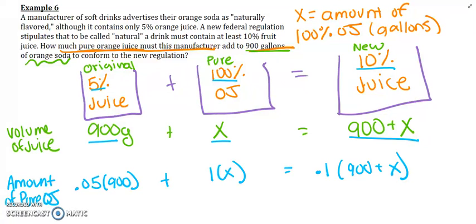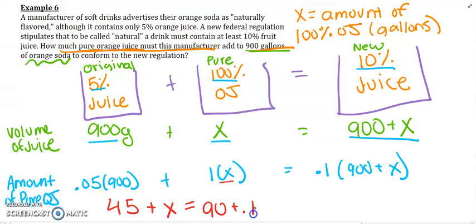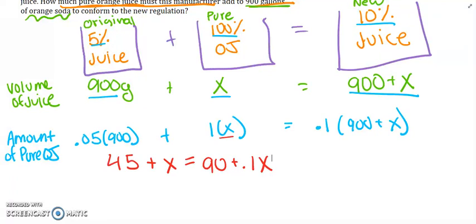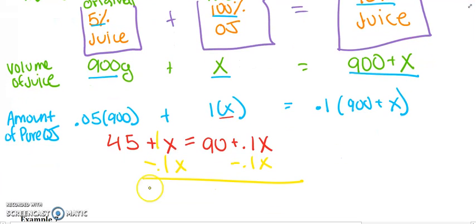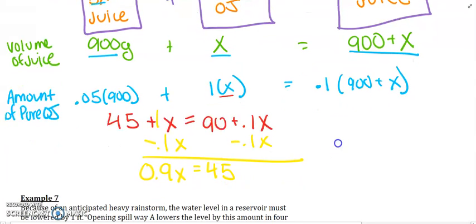Okay, so now we're going to take this equation we wrote in blue and we can solve for X. So 0.05 of 900 is 45. 1 times X is X. And then if you want to distribute, 900 times 0.1 is 90 plus 0.1X. Now you just need to solve for X, get your X's on one side. So I'm going to subtract. I have 1 minus 0.1X, which is 0.9X. And then 90 minus 45 is 45. Now divide by 0.9. I get X to be 50.